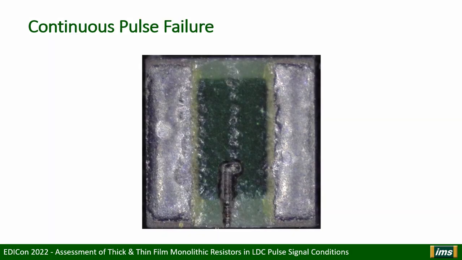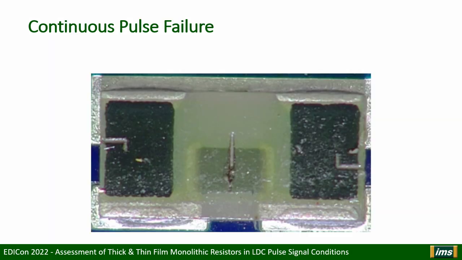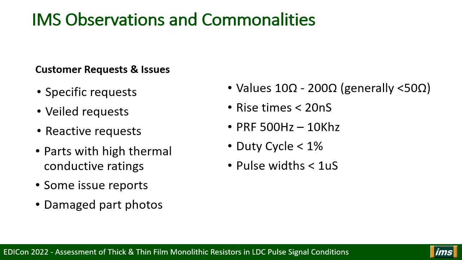There are some consistencies surrounding issue reports and damaged part photos that we can share, and these are generally for resistive elements 10 to 200 ohm, but the highest concentration of interest is centered around 20 ohm. Rise and fall times are fast and consistent with MOSFET switching times below 20 nanoseconds. PRFs can change from a few hundred hertz to 10 kilohertz and are generally in the kilohertz range. Like we said before, duty cycles are low, and that can be below 1% with pulse widths below 1 microsecond.